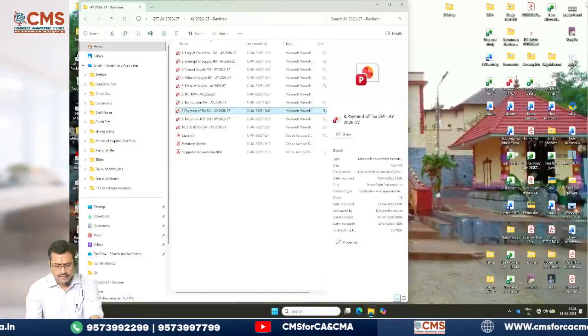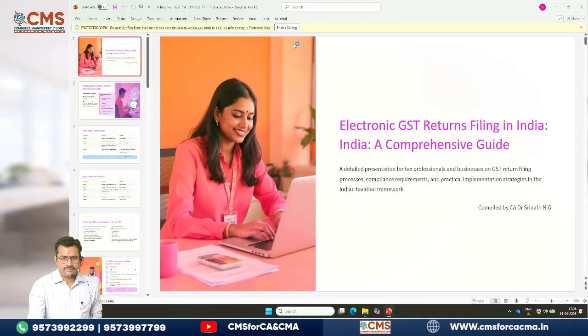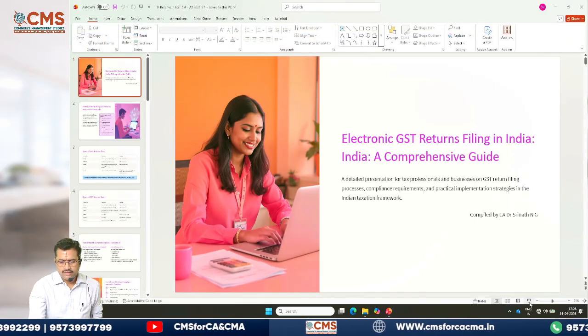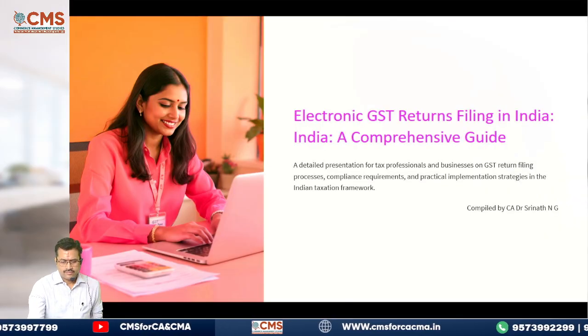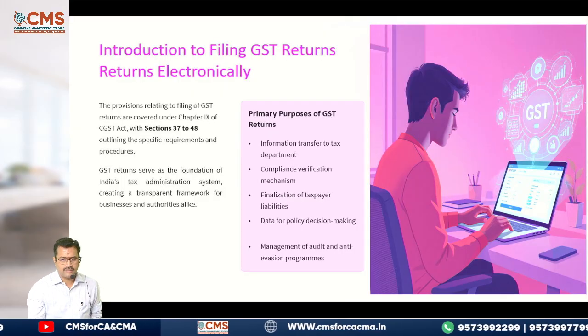Lastly, we have returns in GST. I'll give you a list of returns. You can understand it easily. Yes. So the lady is filing the return. Don't see her, see him.